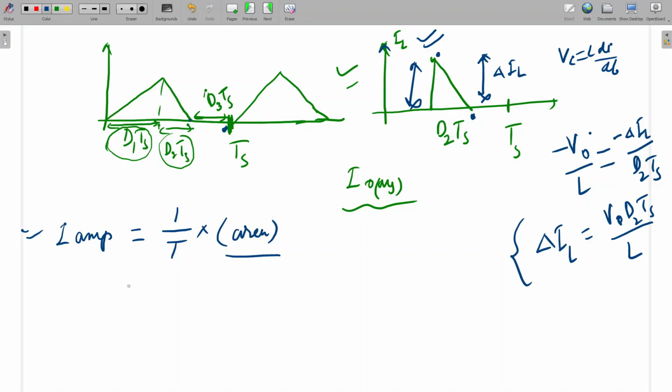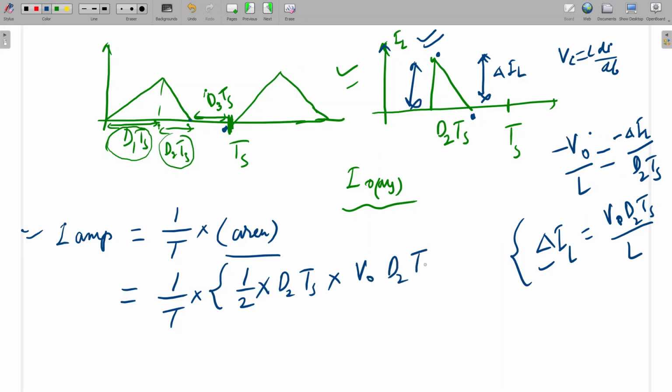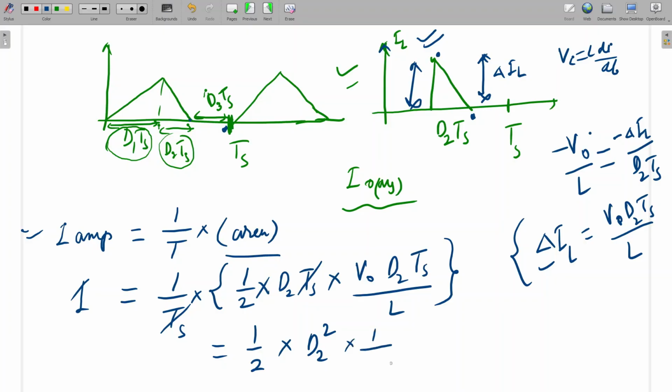Yes, sir. So here same thing we can apply: 1 by T into the area, 1 by 2 into this base D2 Ts into this delta IL. So delta IL is V naught D2 Ts by L. From this, the Ts will cancel. So it will be 1 by 2 into D2 square into 1 by LF. Ts I'm putting in denominator, so it will be LF.